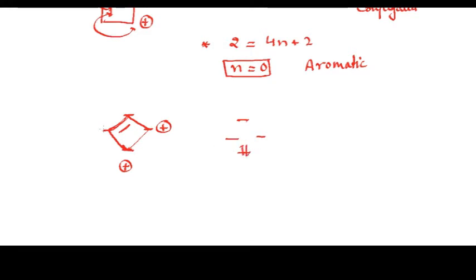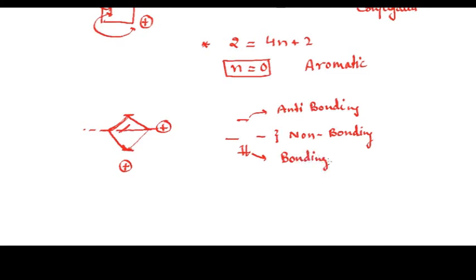So always remember, guys, the line that passes through the center of the molecule, if any orbital comes along this line, then that orbital is called a non-bonding orbital. The orbitals that come above this line are called anti-bonding orbitals. And the orbitals that come below this line are called bonding molecular orbitals. So here we have non-bonding molecular orbitals, anti-bonding molecular orbitals, and bonding molecular orbitals.